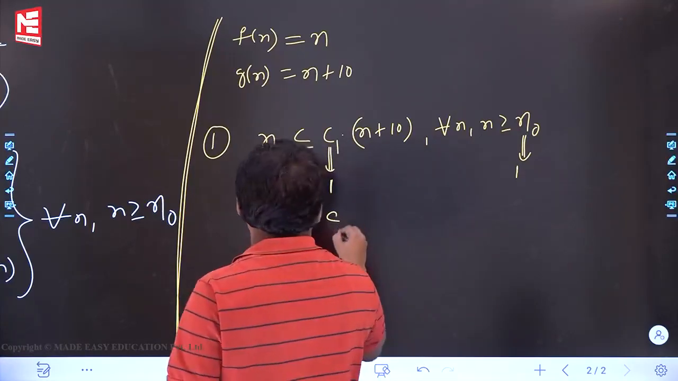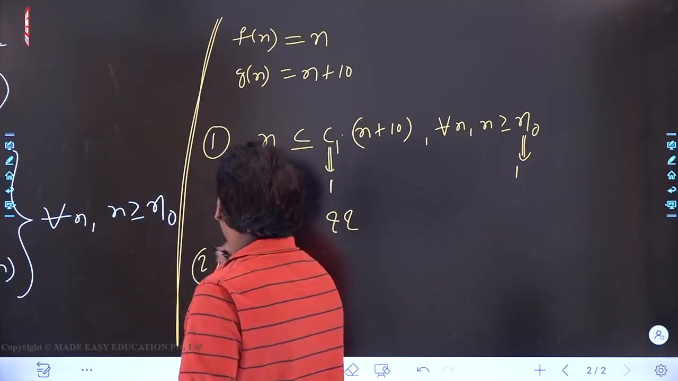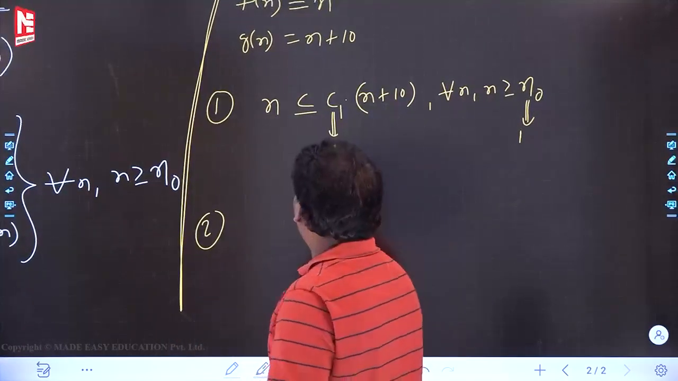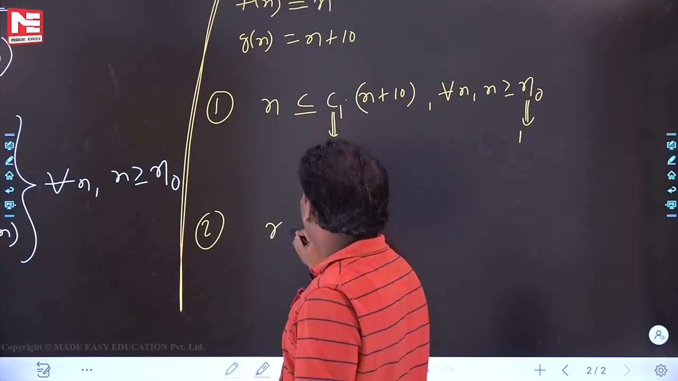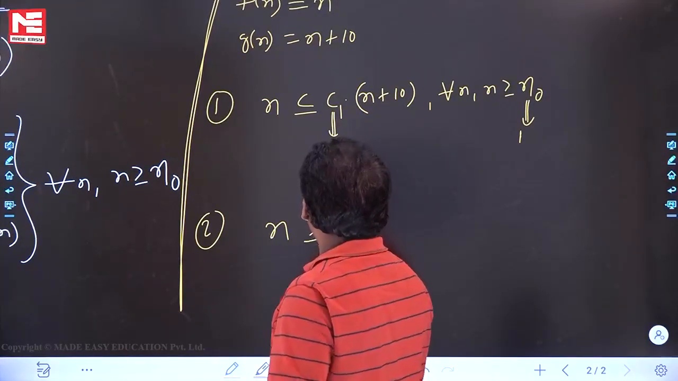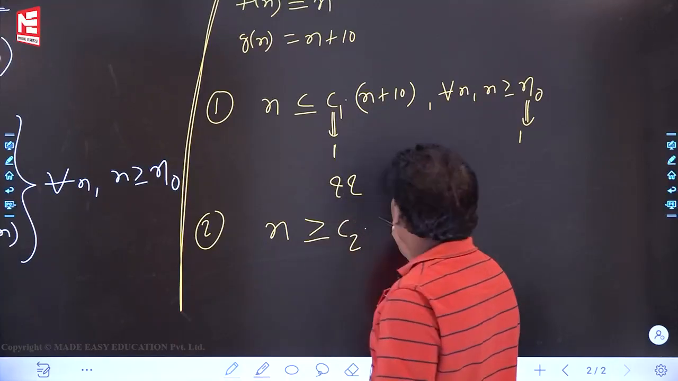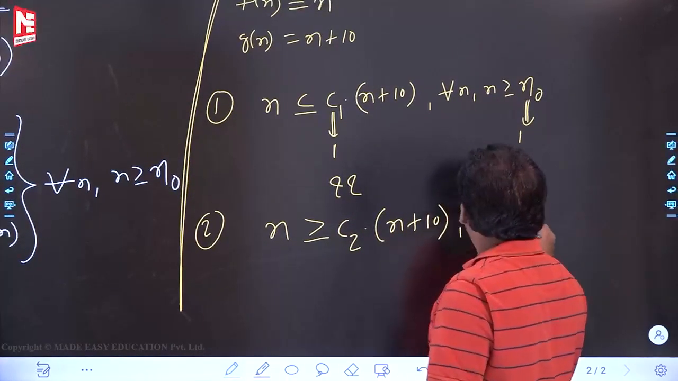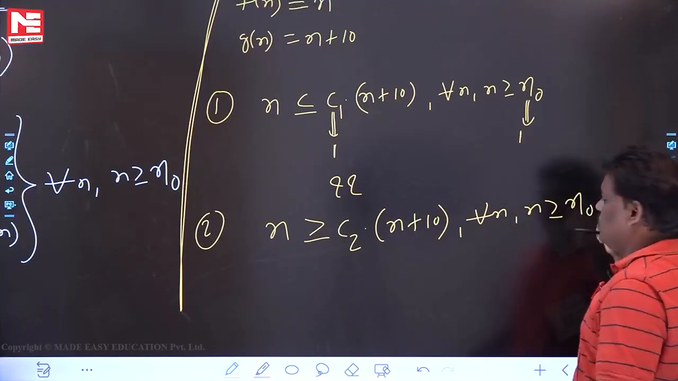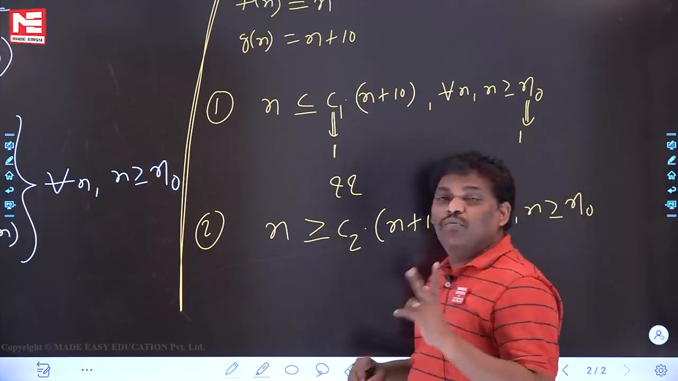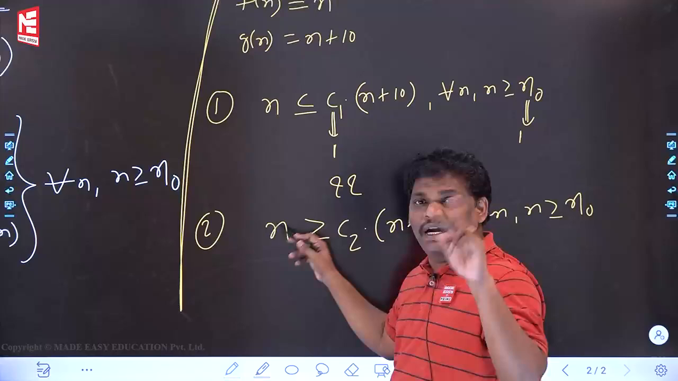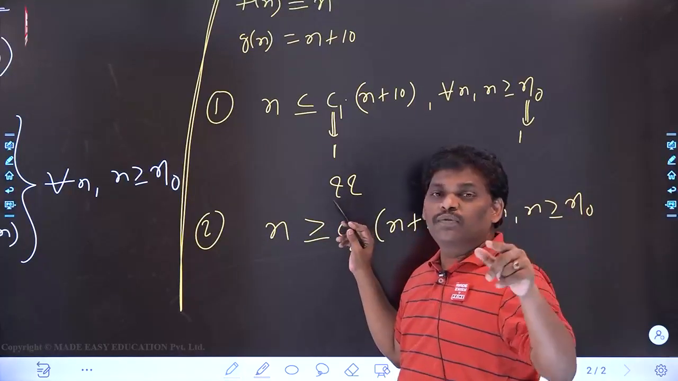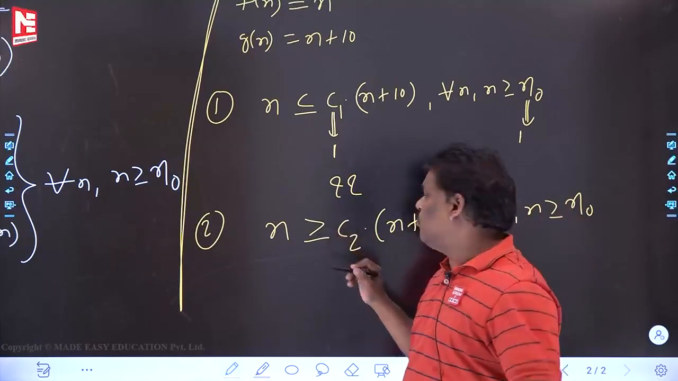Let's try one more. Let's try omega also. I tried big O, let me try omega. If I want to try omega, what is the answer? n is greater than or equal to some c2 into g of n, which is n plus 10, for all n where n is greater than or equal to n0. Now can you help me? What is the meaning of omega? Omega means left should be greater or equal. That is the meaning of omega.